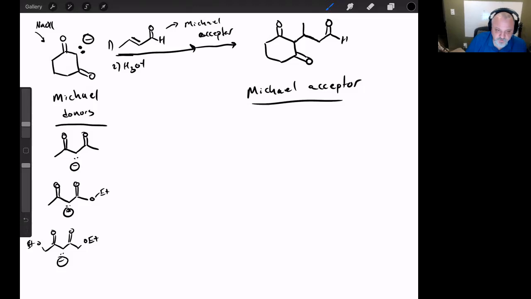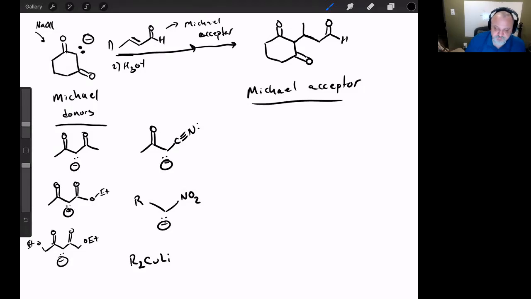It could be... here's one that's also resonance stabilized, although it might not be easy to see at first. Could be this guy. Could be this guy, is also resonance stabilized, hard to see at first. And then finally, it could be a Gilman reagent.